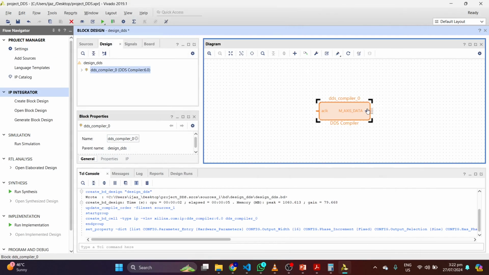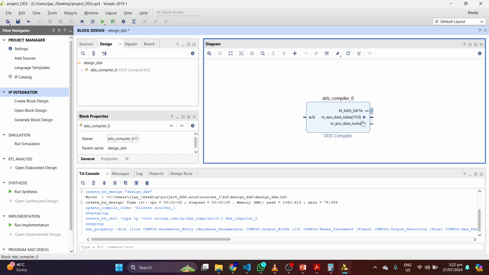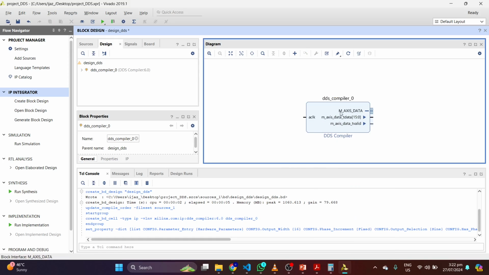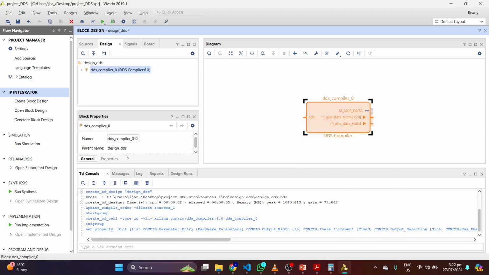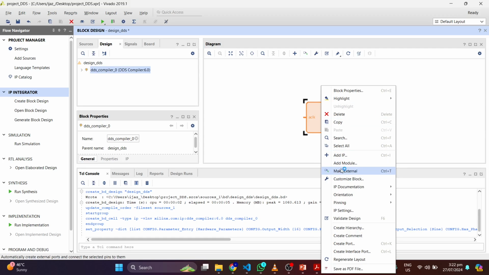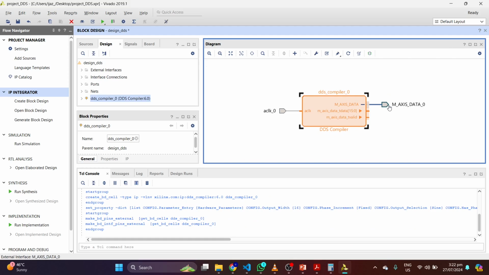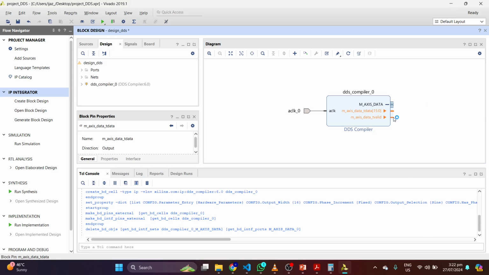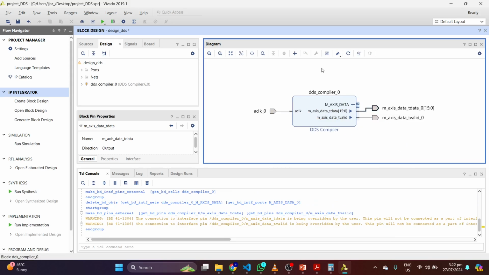For now I will just set the parameters. Okay, there is... I will make ports external. I don't need this port. I will just make these two ports external. Okay.